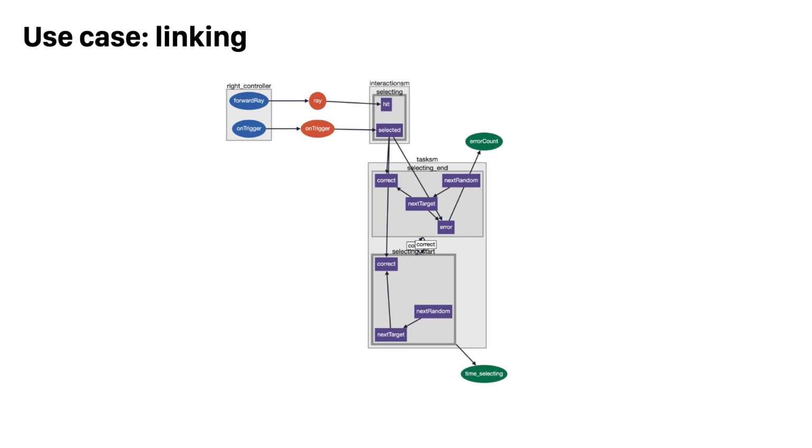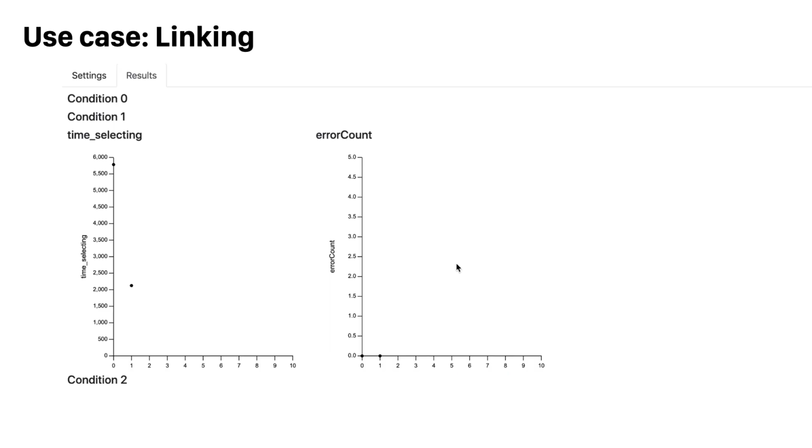FlexER also provides a visualization of both state machines to help users debug their interactions and tasks. Here we have the state machines for the linking task. The interaction state machine has only one state to handle selection. And the task state machine has 2 states to handle both selections, one in the source view that triggers the start of the trial, and one in the target view that ends the trial and checks if the answer is correct. While testing the conditions, the researcher can see the participants' result as they perform the trial.